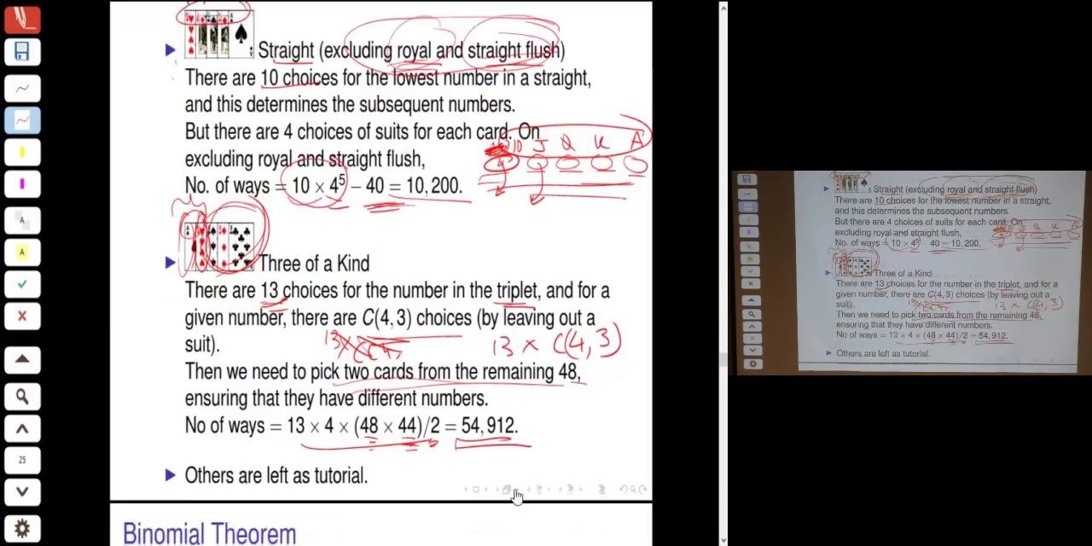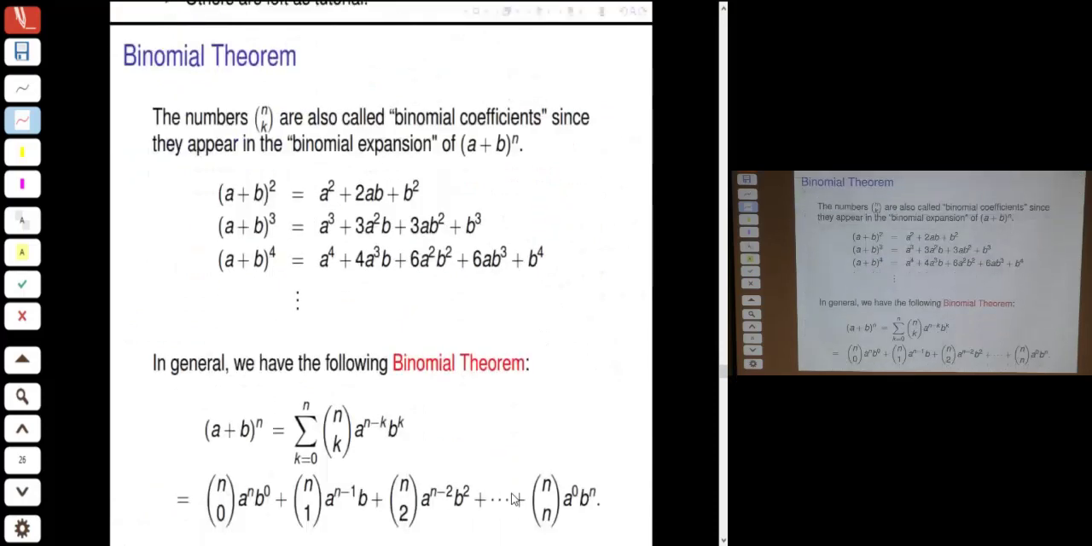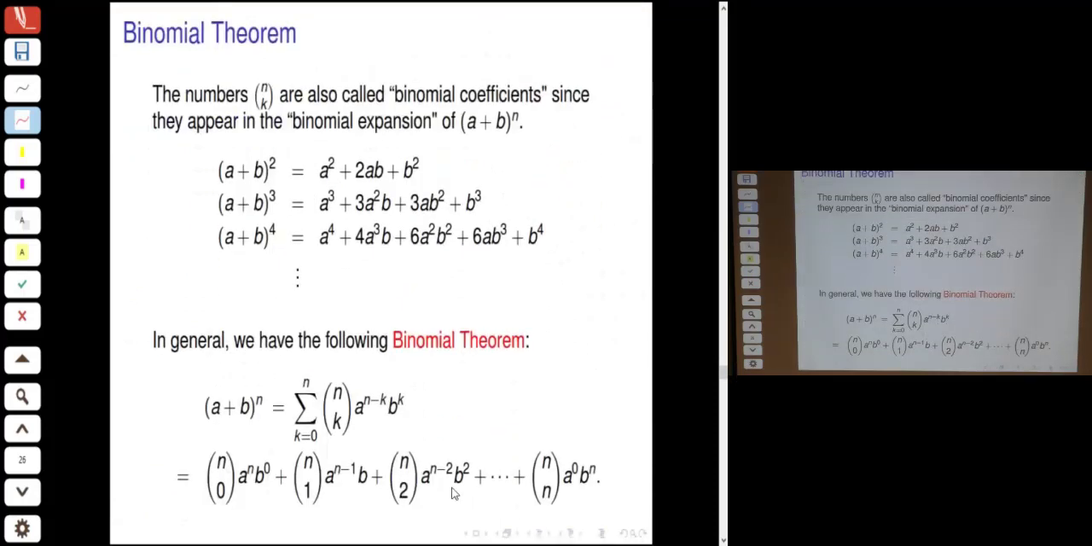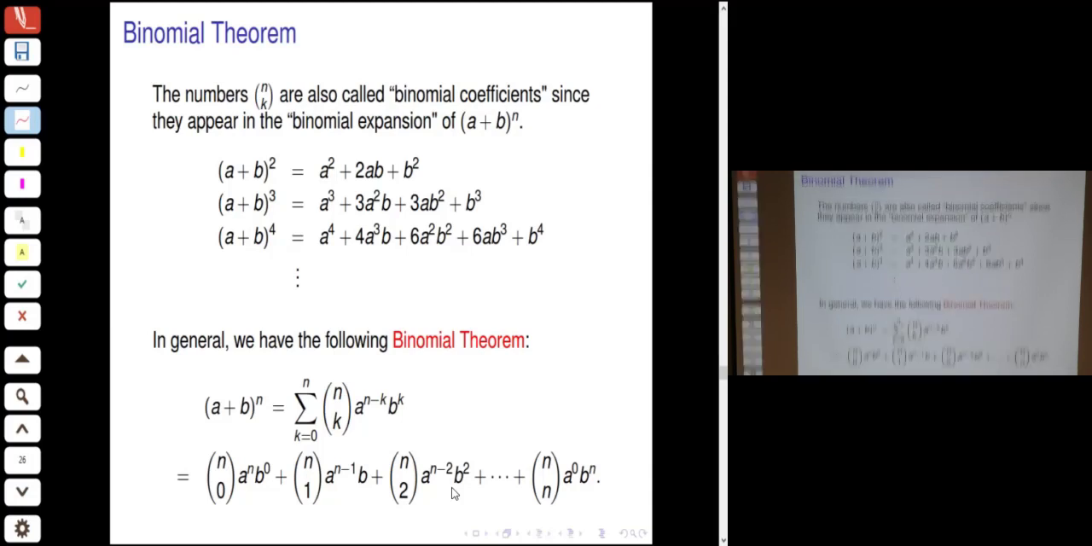Okay, so let us continue with the lecture. So the next item after card games is the binomial theorem. So what is the binomial theorem? The simpler versions of the binomial theorem you have already probably seen in high school.